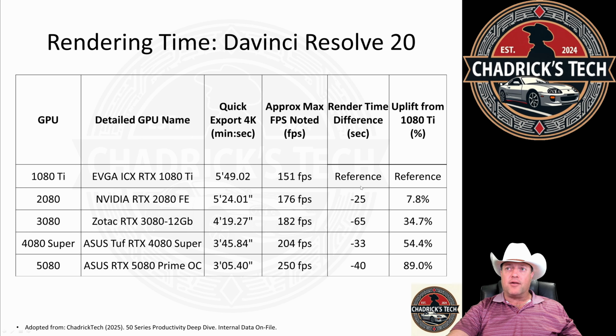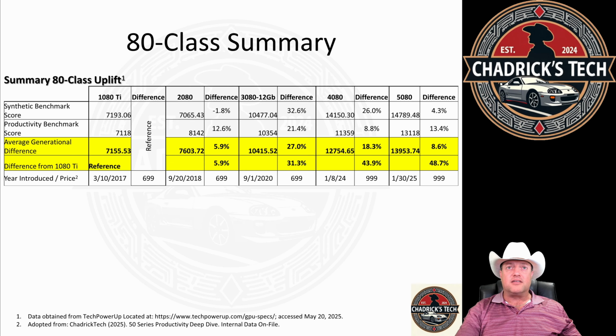And so comparing the render times, it was almost 30 seconds quicker to use a 2080 over the 1080 Ti. You picked up another over a minute to go to the 3080. Did it in 4 minutes and 19 seconds. 4080 Super did it in 3:45. And then the 5080 did it in almost 3 minutes and 5 seconds. So it dropped another 40 seconds here. And so your generational uplift, you got up to an 89% boost in performance from your 1080 Ti to the 50 series card. It's interesting to see that development, right?